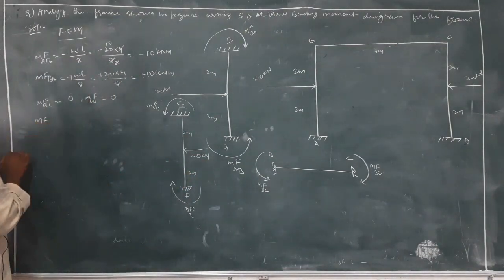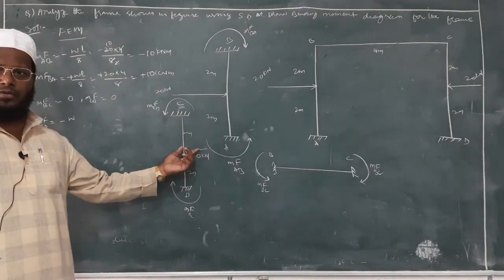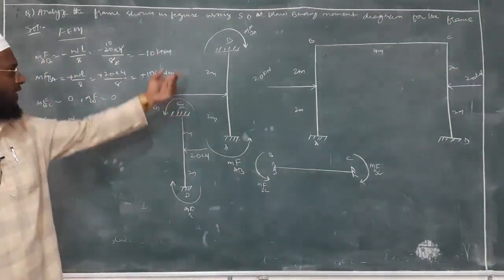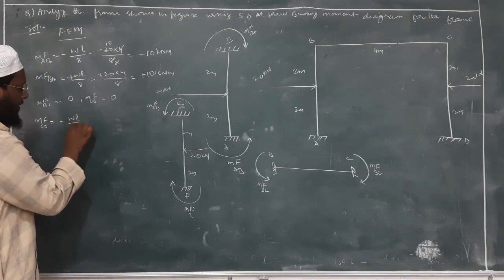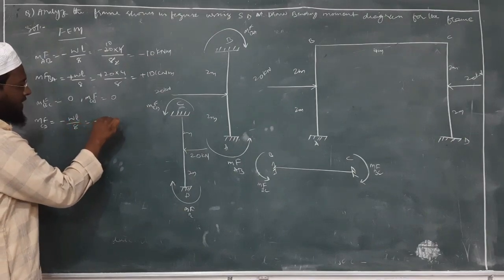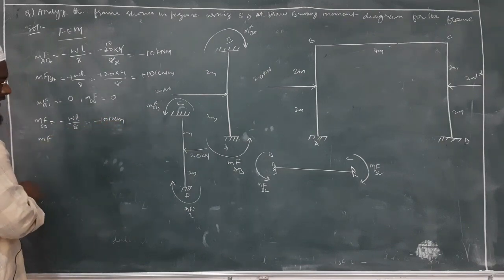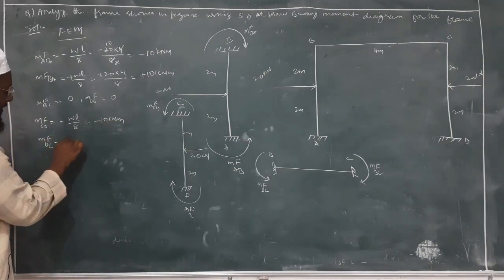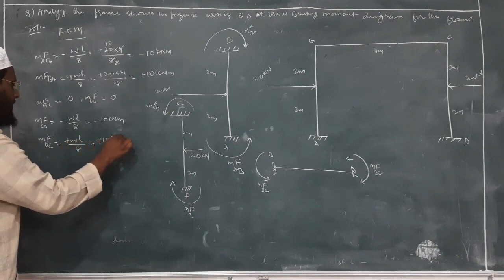So MF CD is equal to minus again the same WL by 8, isn't it? WL is 4, divided by 8, you will get the same value. WL by 8, which is equal to how much we got? Minus 10 kilonewton meter. And MF DC is equal to plus WL by 8, which is equal to plus 10 kilonewton meter.